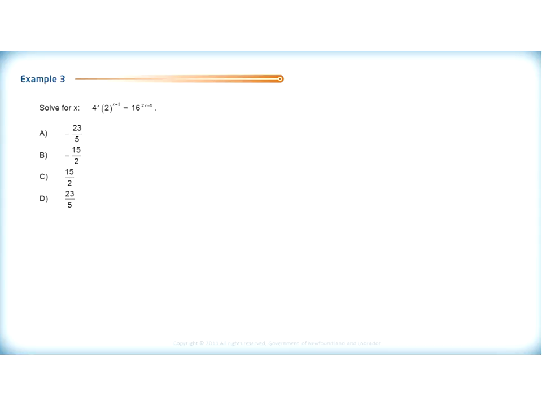Solve for x. First thing we're going to do is rewrite both of these with a base of 2. I'm going to rewrite my 16 with a base of 2. So 4 is 2 squared to the x, times 2 to the x plus 3, equals 16 is 2 to the power of 4 to the 2x subtract 5. This becomes 2 to the 2x times 2 to the x plus 3 equals 2 to the 8x subtract 20.